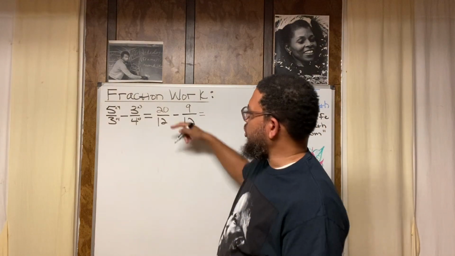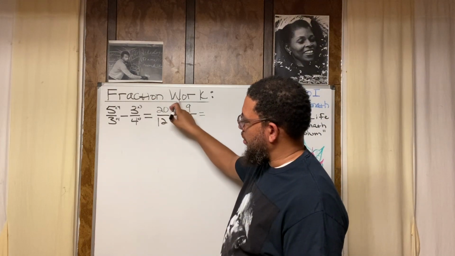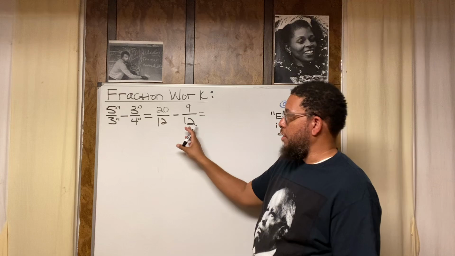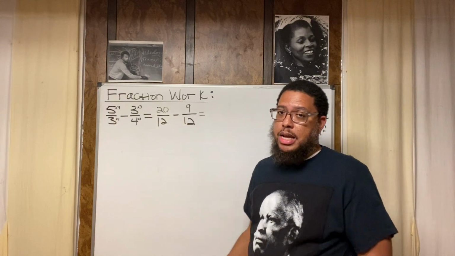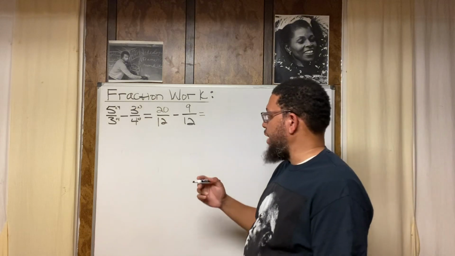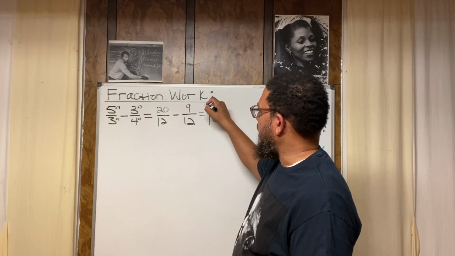All right. Now, how many twelfths do we have here? In the first fraction, we have 20 of them. How many twelfths do we have here in the second fraction? We have 9 of them. So we do 20 minus 9. 20 minus 9 is 11. That's how many twelfths we have left. That's the difference. 11 twelfths.